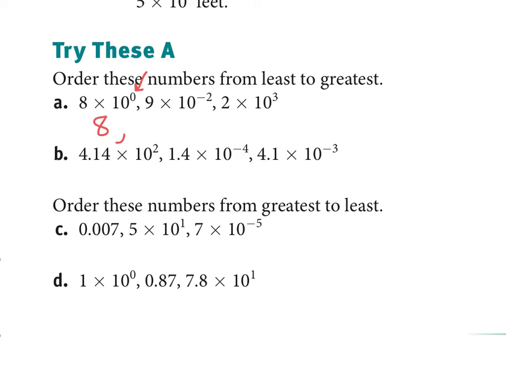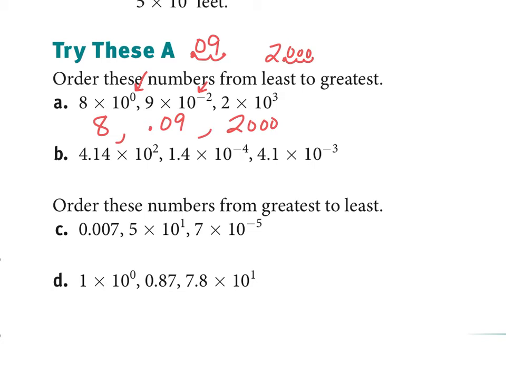9 times 10 to the negative second power would mean, let me just do this up here. If we had 9 times 10 to the negative second, we need to move the decimal to the left, because it's a negative exponent, 2 times. So this is going to become 0.09. And then the third number, 2 times 10 to the third. Since it's a positive exponent, we're going to move to the right 1, 2, 3 times. So 2,000.